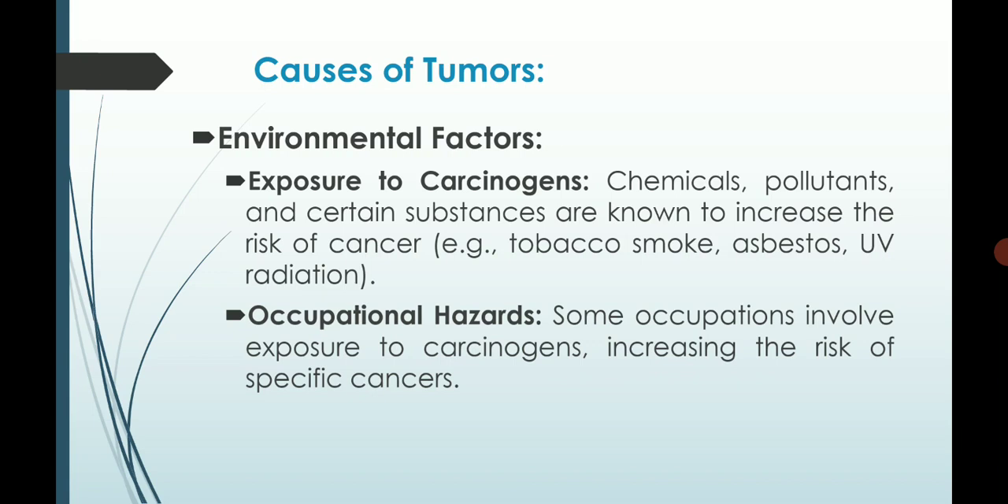So the next one is environmental factors. If we expose our body to specific carcinogens, say for example, the drinking water, if it is contaminated with any heavy metals, chemicals, or pollutants, if it is present in the consumed water or food material, that also might be a reason for one person to get cancer or tumor. Say for example, other things like tobacco consumption, asbestos and UV radiations. These are the things that come under the carcinogenic factors influencing one person to acquire a tumor.